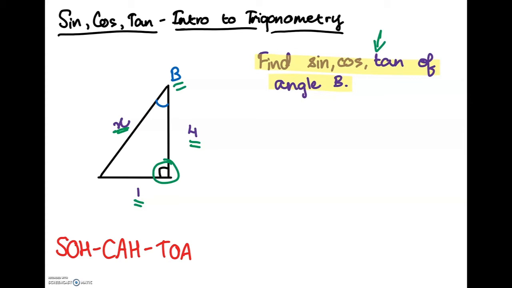So that's all we've been given from the triangle, and they're asking to find sine, cosine, and tangent of angle B. Now this triangle looks very similar to our last example, except for the fact that we're using a different angle. In our last example, we were looking for angle A, but now we're looking for angle B. That's over here at the top right. So what do you want to do first?